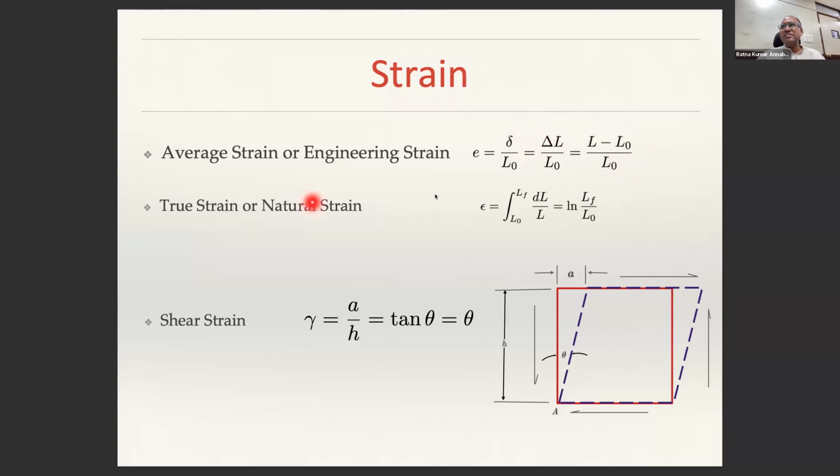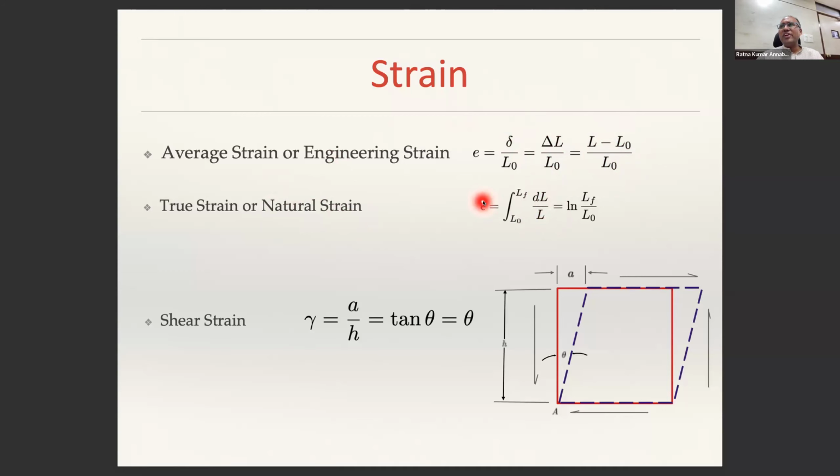Whereas true strain is defined as change in length per the current length. If you define it over an initial length, L naught, it is the engineering strain, but if you define it over the current length, that becomes the true strain, which is also called natural strain.